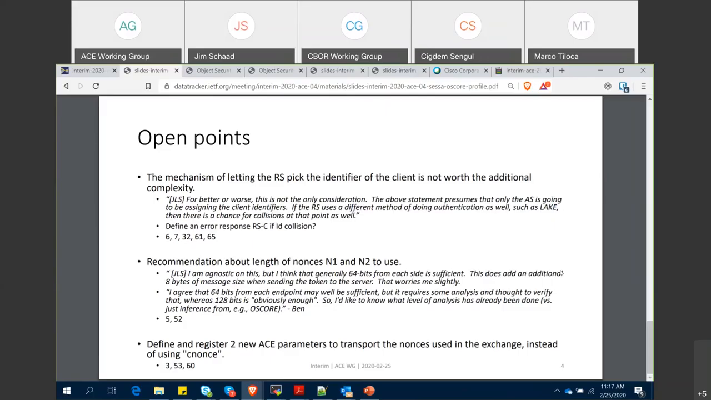I am totally happy to make it an operational consideration, and not have it in the protocol. Yeah, that sounds like a good idea. Also, there was a to-do in the draft to define an error response in case there is ID collision. And this could be an optional error response in case the resource server doesn't know how to deal with it or doesn't want to try all the different contexts. Is this something that we need to do? What's your opinion?